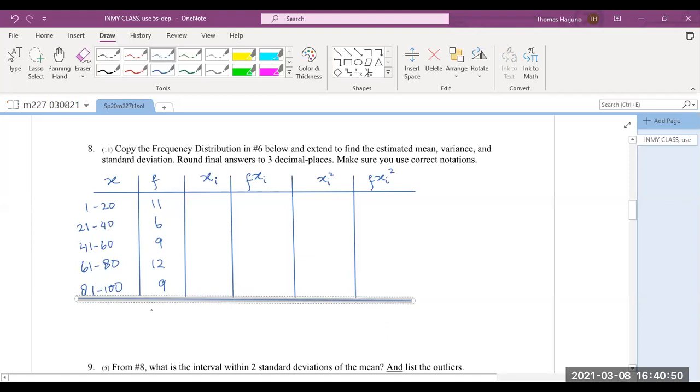Okay, then we add them up earlier. That's 47. Now the midpoint. Let me ask you to do this.